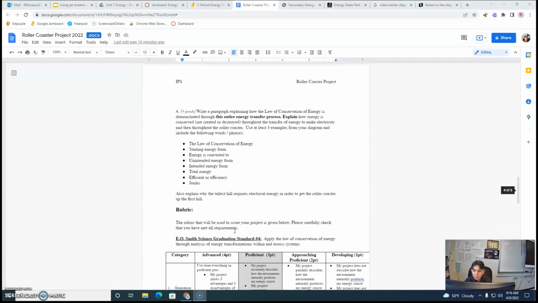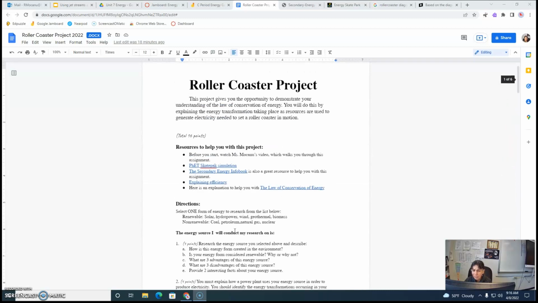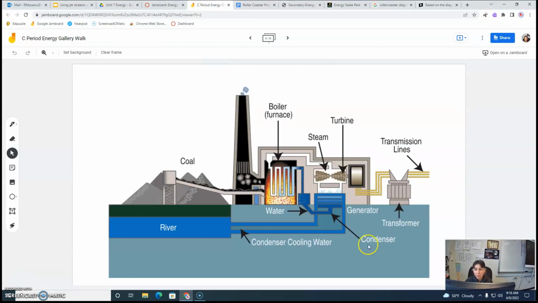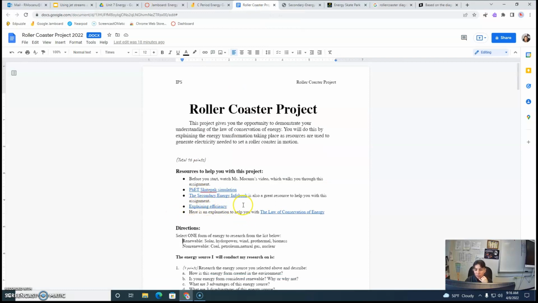Let's see, is there anything else I wanted to tell you? I believe that's it. Again, let's talk a little bit about efficiency. When you are describing places in your power plant or at other places in a roller coaster where you're losing or wasting energy, these are places where your process is inefficient. If you are having trouble remembering that, there is a video right here explaining efficiency that will really help to refresh your memory.